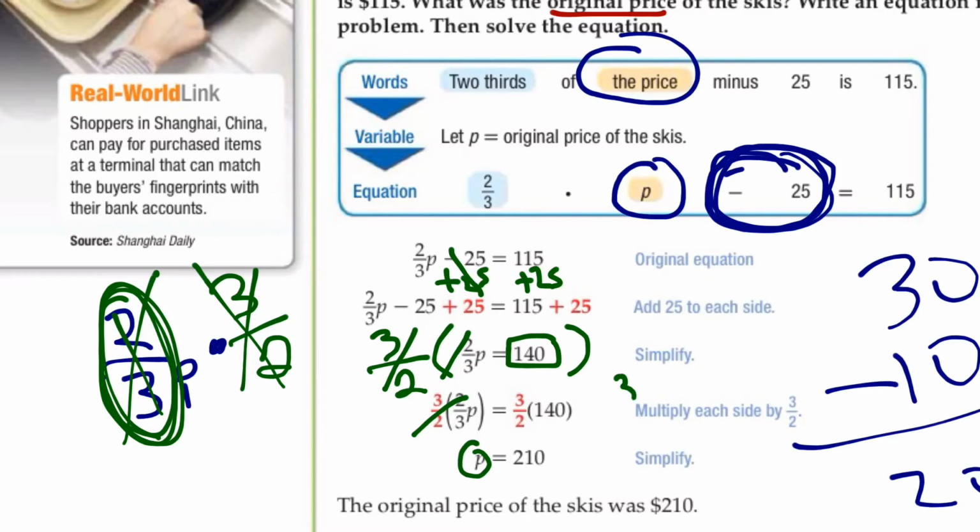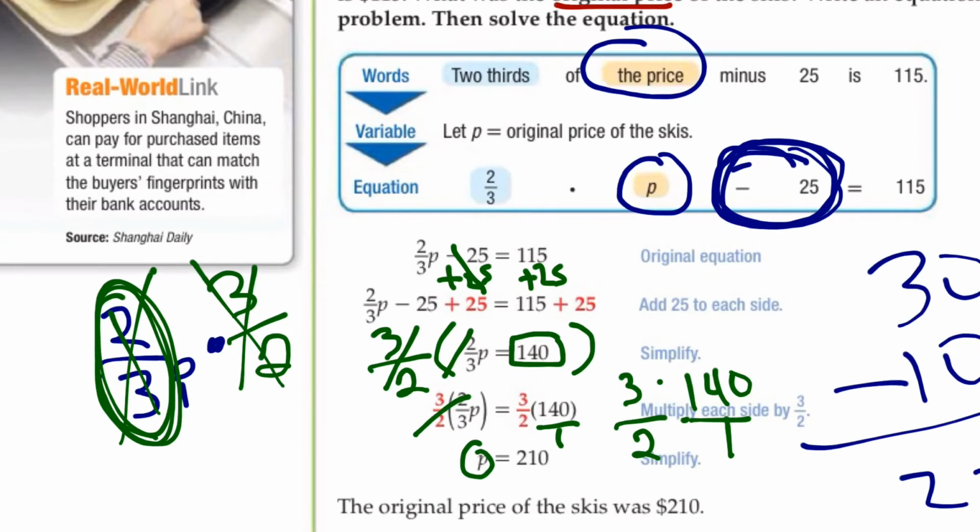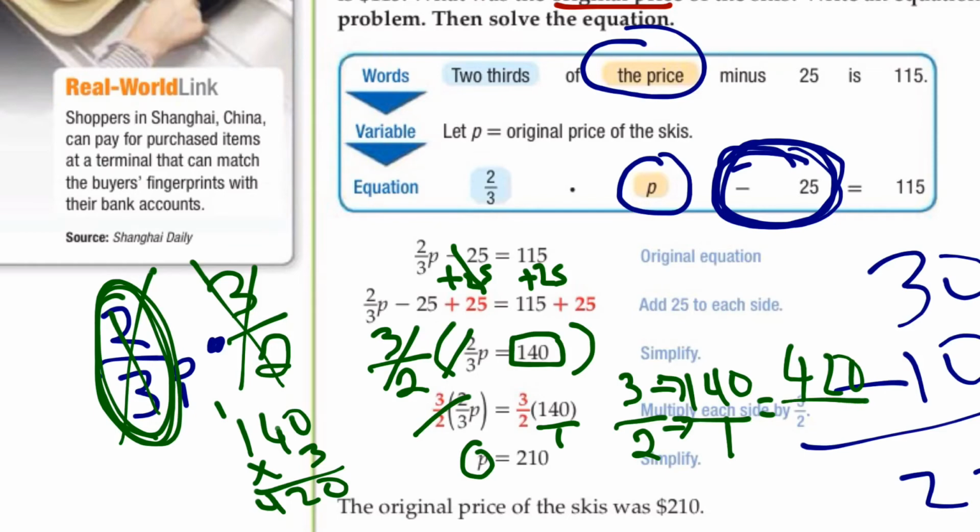Remember, for fractions, it's technically 3/2 times 140 over 1. There's always a 1. And for fractions, you multiply straight across. So 3 times 140. Oh man, how am I going to do that? Well, if you have a calculator, you can do it. I'm doing it right here by hand, and it's 420. So I'm going to get 420 divided by 2 times 1 is 2. What's 420 divided by 2?